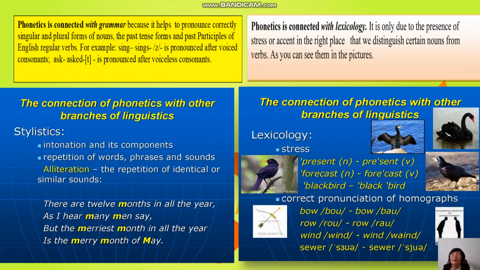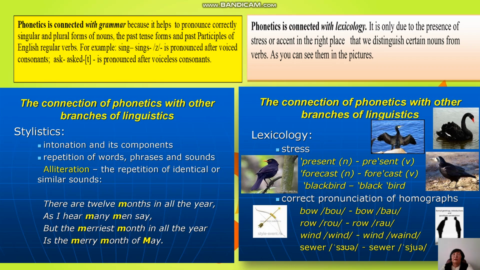Phonetics is connected with grammar because it helps to pronounce correctly singular and plural forms of nouns, the past tense forms and past participles of English regular verbs. For example, sing, sings: Z is pronounced after voiced consonants. Ask, asked: is pronounced after voiceless consonants. Phonetics is connected with lexicology. It is only due to the presence of stress or accent in the right place that we distinguish certain nouns from verbs, as you can see in the pictures.